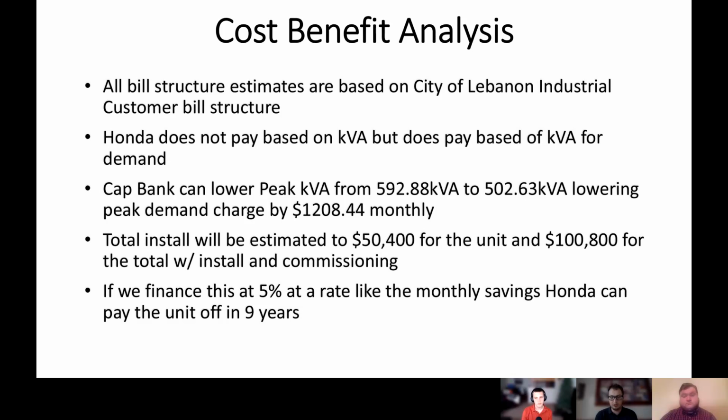Reducing this peak kVA reduces Honda's monthly electric bill by $1,208.44 monthly. We can assume a total cost for the system being around $100,800, and if we finance this over 9 years at a 5% interest rate, we can have this paid back just by using the electric cost savings for the first 9 years, and afterwards the savings would be entirely returning back to Honda. If we assume that Honda had also paid based on kVA, the savings and return on investment would be even sooner.